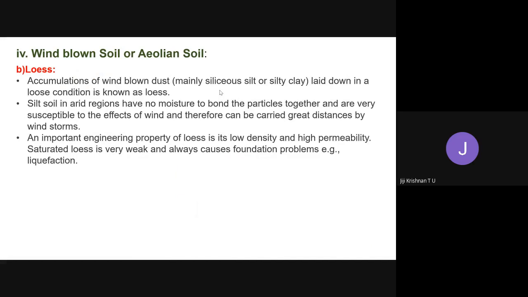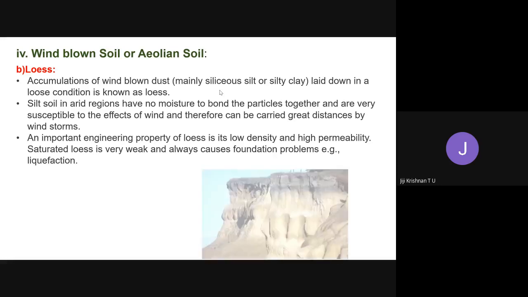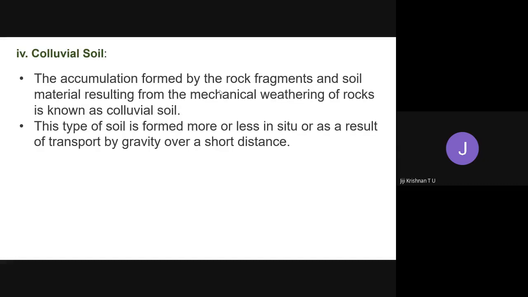Loess. Accumulation of wind-blown dust laid down in a loose condition is called loess. Silt soils in arid regions have no moisture to bond the particles together and are very susceptible to the effects of wind, and therefore can be carried great distances by windstorms. An important engineering property of loess is its low density and high permeability. Moving to colluvial soil, the accumulation formed by the rock fragments and soil material resulting from the mechanical weathering of rocks is known as colluvial soil. This type of soil is formed more or less in situ or as a result of transport by gravity over a short distance.